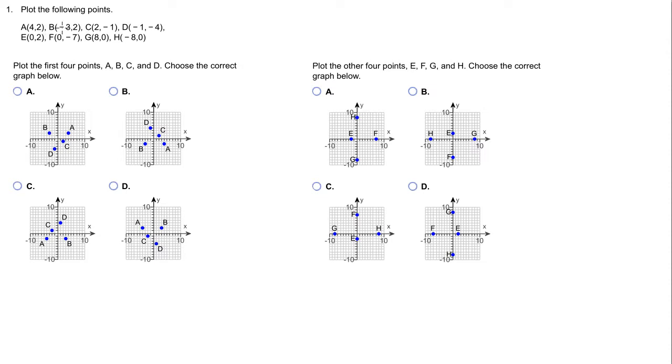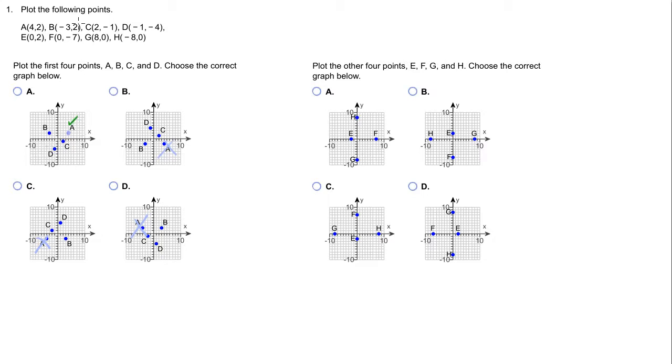2, negative 3, 2, 2, negative 1, and negative 1, negative 4. So I'm going to try to go ahead here and find them. Let's see. 4, 2 as A. That could be right about here. That works. This won't work for A. This won't work for A. And this won't work for A, because 4, 2 is over in that quadrant. That has to be A.